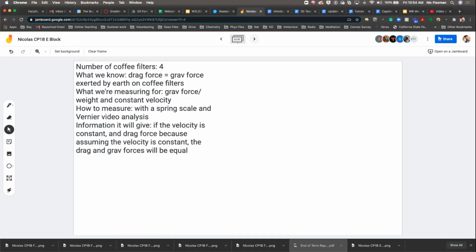But we're also going to measure, with the lowest tier spring scale, how much it weighs. So we can measure the drag force, which is going to be equal, assuming the falling velocity is constant. And we'll be able to figure out that the weight we measured on the spring scale and the drag force are equal if the velocity is constant.